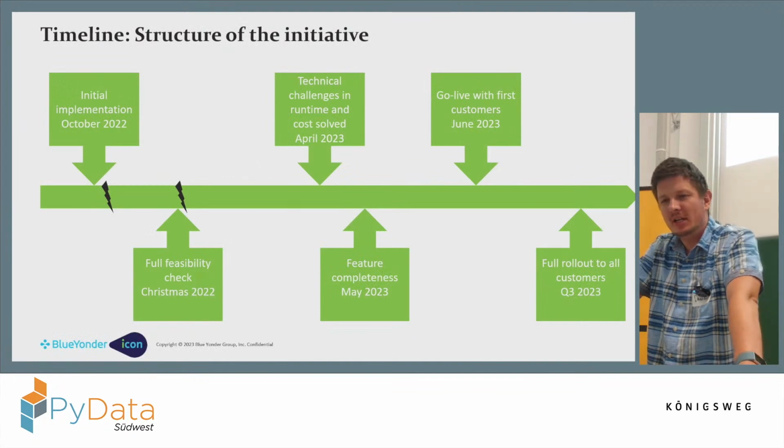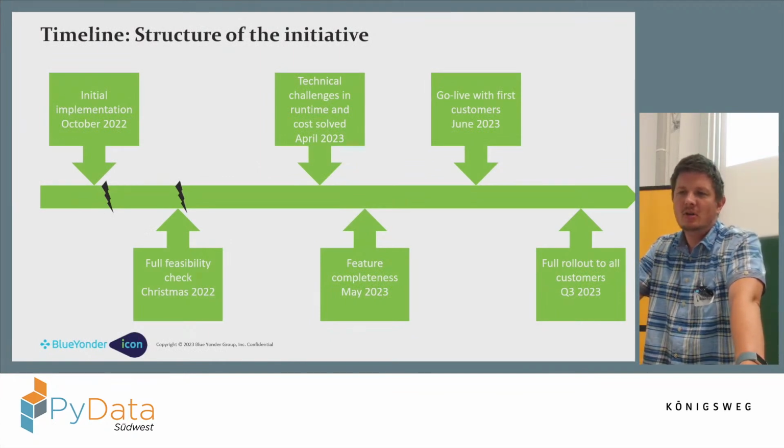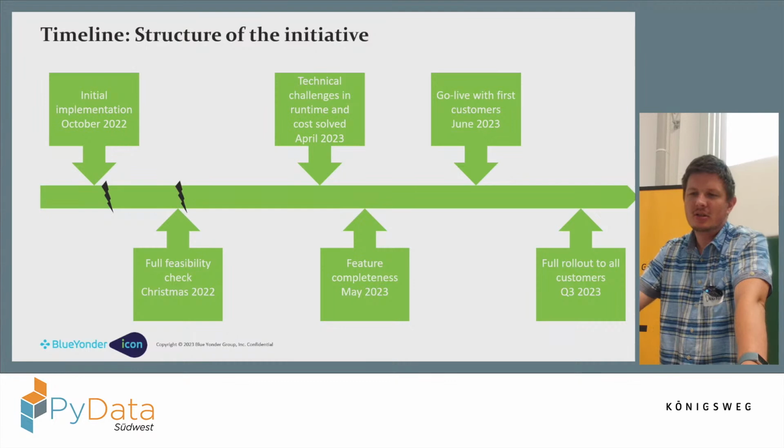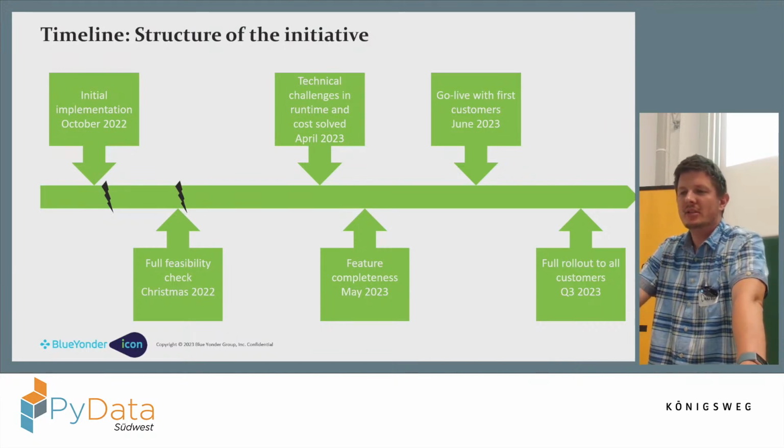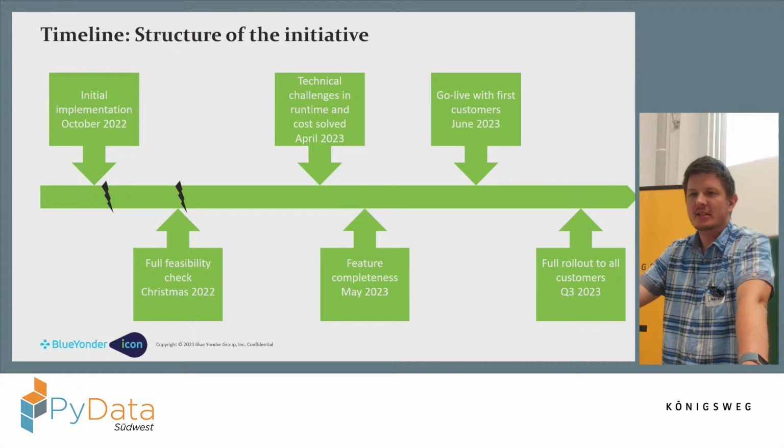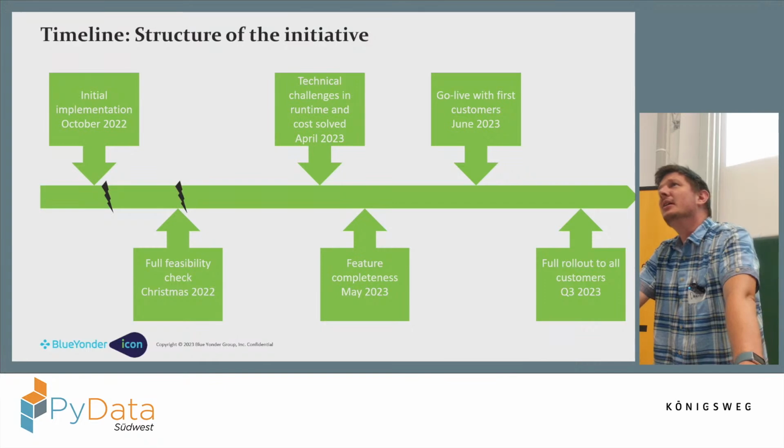From the whole timeline, we started last October with the initial implementation and had a full feasibility check around Christmas last year. Then a major part was feature completeness. Some of the more complex things we did not integrate in the feasibility check, like our cannibalization model, but added later. Then the technical challenges with the runtime that we solved in April. We have already gone live with the first 3 customers, and will onboard the next until end of September, so that we are live with all the 30 customers or 32 or whatever that we currently have.